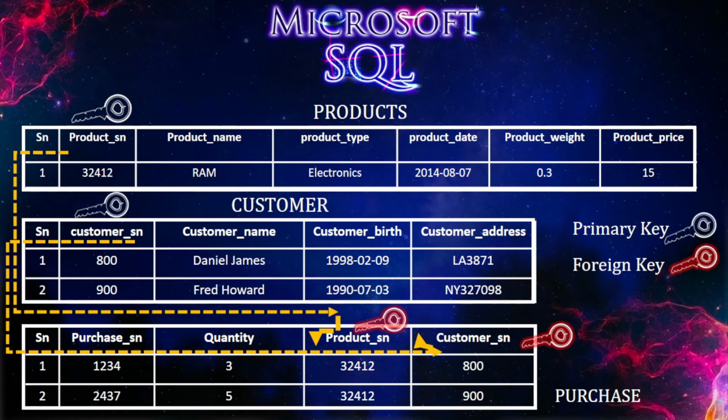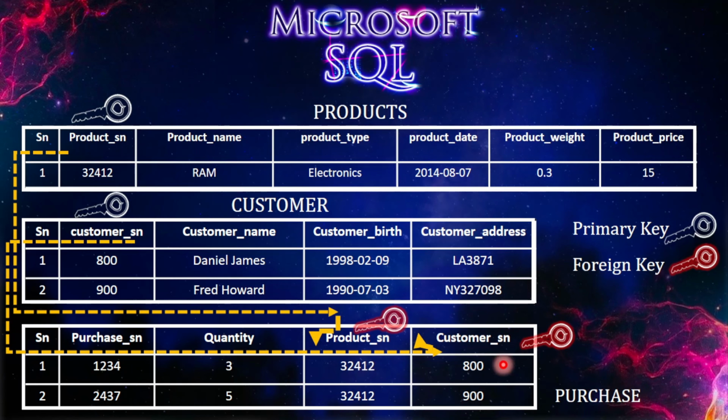The purchase table below has the following fields. Serial number, which is the first one to the left, is an auto increment that is added one after each line. Purchase serial number, which is like the number of a voucher or a receipt. The quantity of the product that is being purchased. Product serial number and customer serial number.